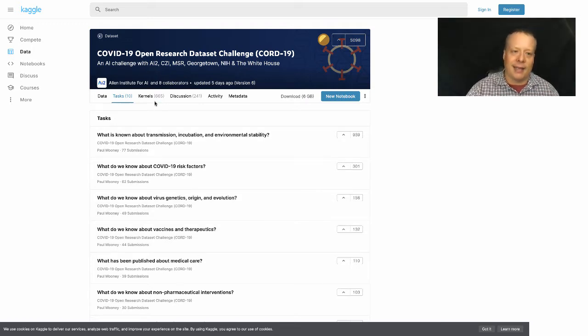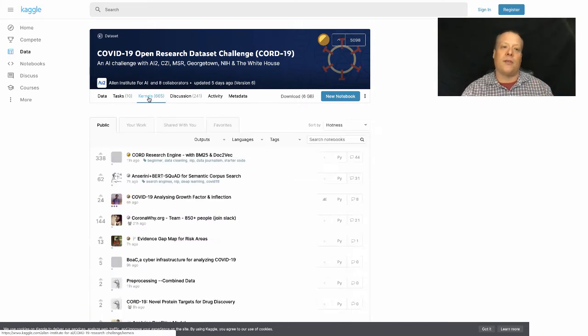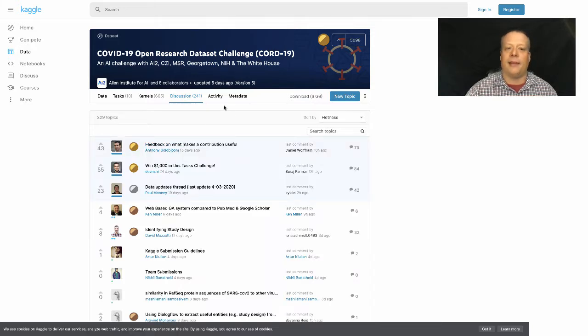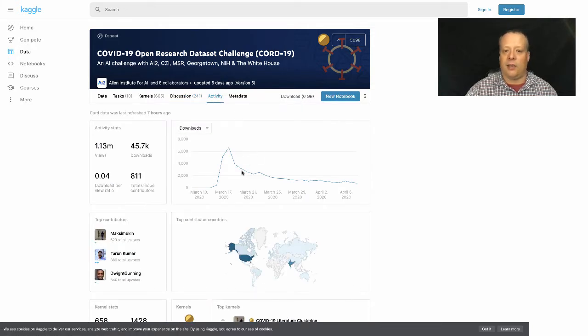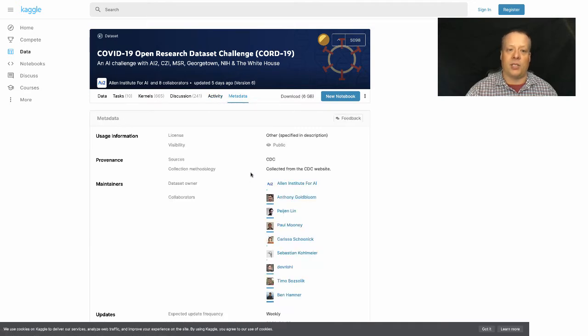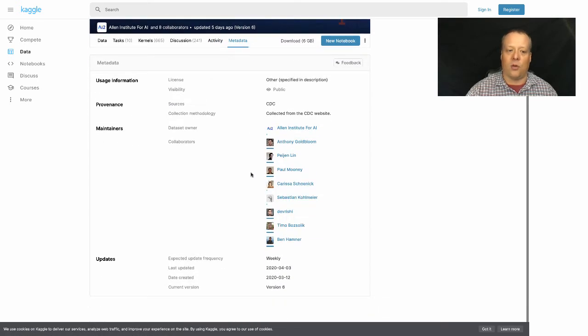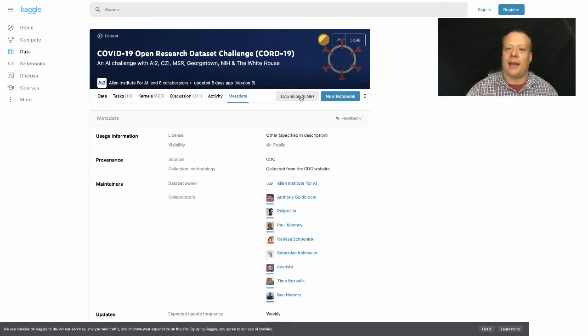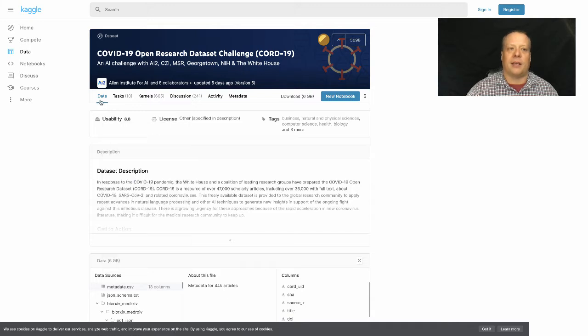Besides the tasks, which are standard for every data set, they also have the kernels. These are little bits of code that people have already written to start to look at that data. Then you'll see a discussion about that data, and there will be activity that you can see. And then the metadata, which describes the underlying data itself: who owns it, who the maintainers are, things like that. And then of course you can download the data. This is a 6 GB download in this case. And the notebooks allow you to start new ways of collaborating on that data. So that's a nice way to do it.